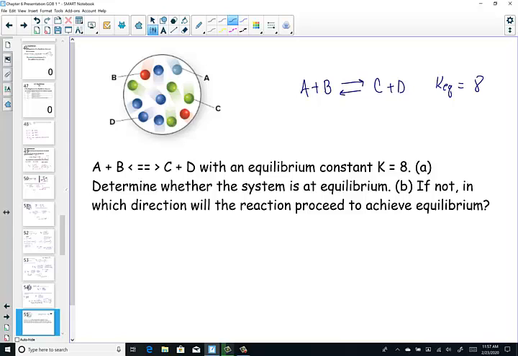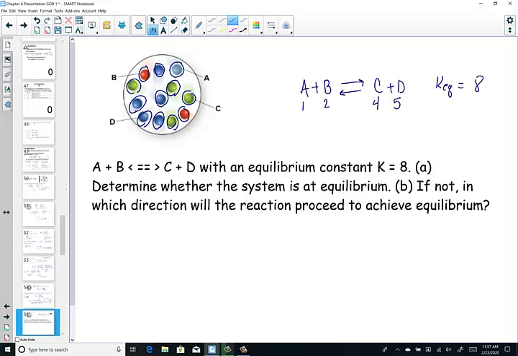The light blue is an A. How many of those do you see? I only see 1. How about B? The B's are the reds. 1, 2. All right, I see 2 of those. How many green letter C's? 1, 2, 3, 4 of those. And how many D's? The dark blue? 1, 2, 3, 4, 5.